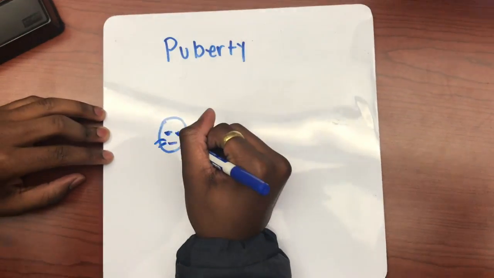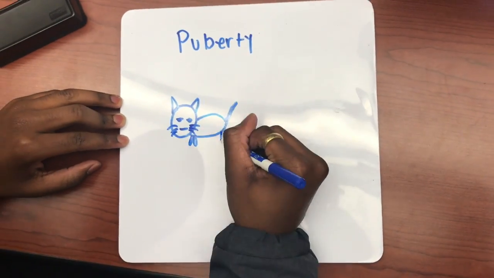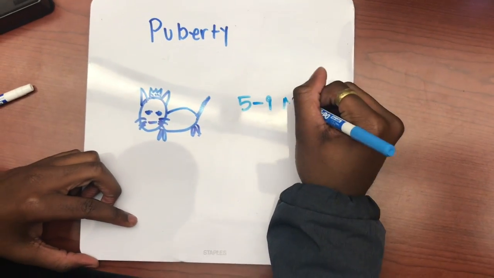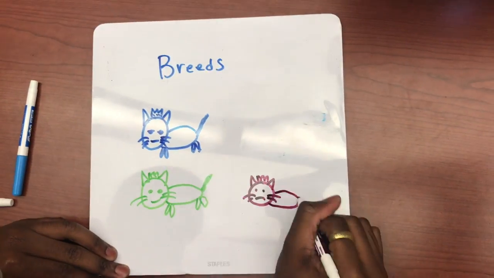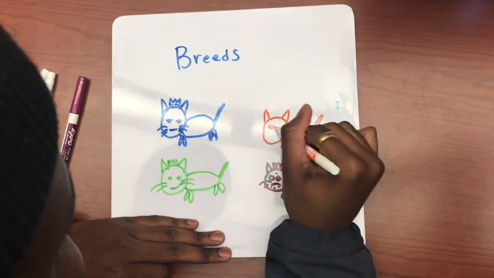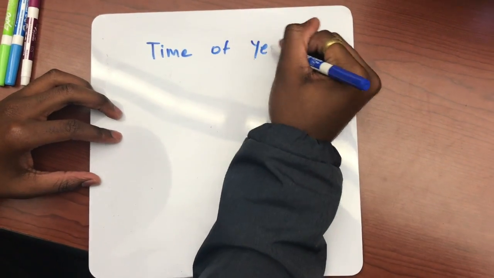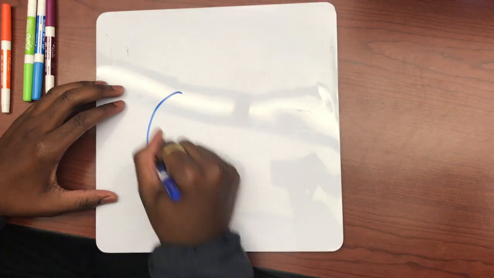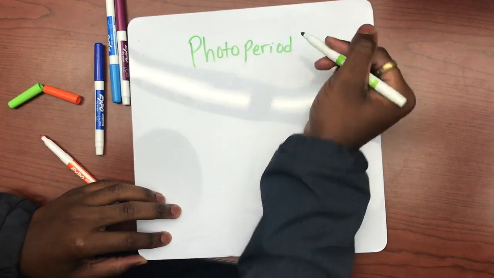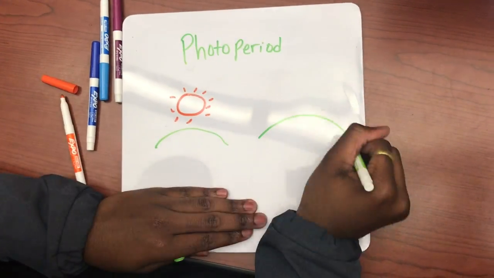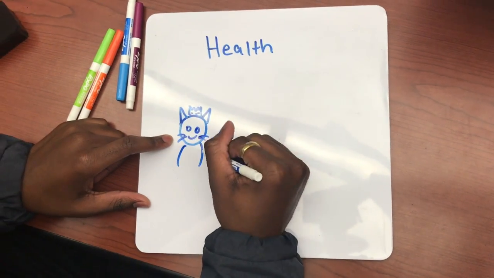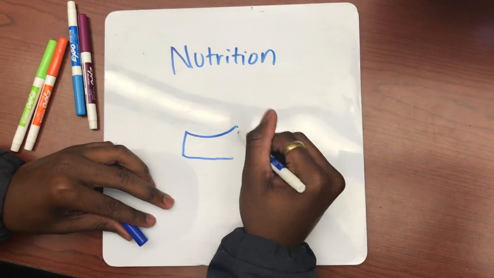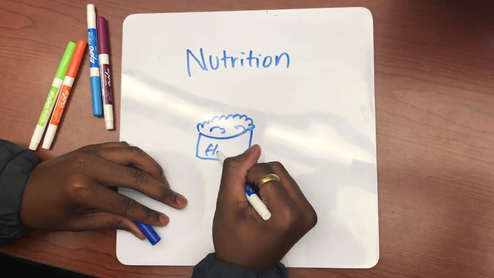On average, queens begin cycling between 5 and 9 months of age, after they attain a body weight of approximately 2 kilograms. However, there are many factors that influence the onset of puberty, including breed, the time of year, or primarily it depends on the photoperiod. Another factor depends on the health of the queen. And finally, the last factor is nutrition of the queen.